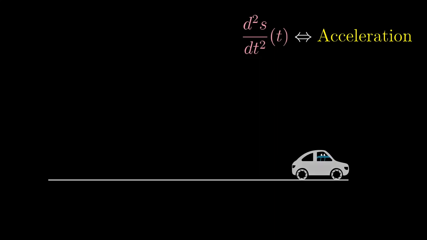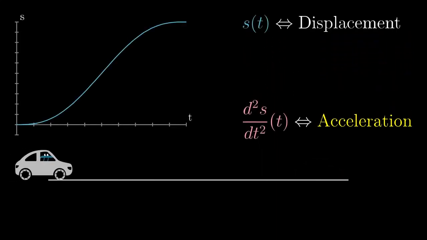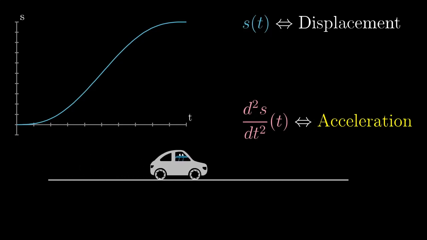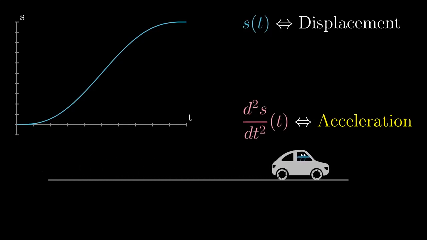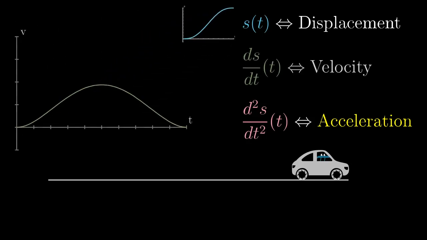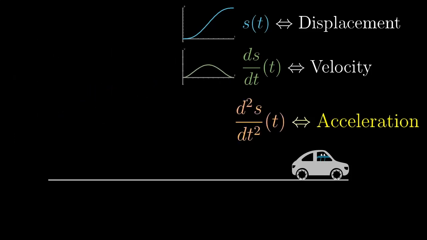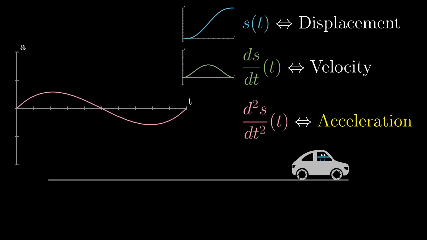Given some movement along a line, suppose you have some function that records the distance traveled versus time. Maybe its graph looks something like this, steadily increasing over time. Then its derivative tells you velocity at each point in time, right? For example, the graph might look like this bump, increasing up to some maximum and then decreasing back to 0. So the second derivative tells you the rate of change for the velocity, which is the acceleration at each point in time.